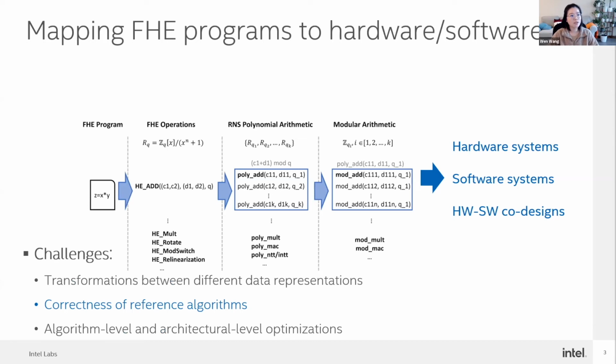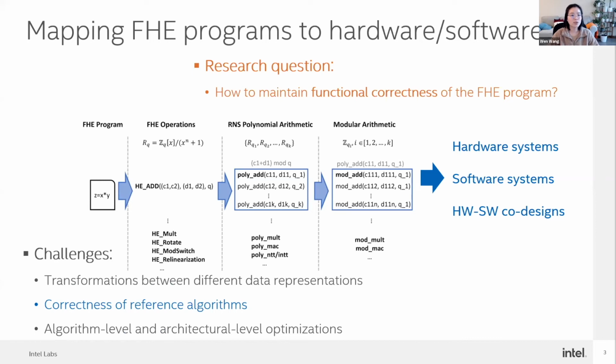Furthermore, especially in the FHE setting, we always want to run the program a little faster. So we want to apply optimizations, either at the algorithm level or more platform-specific ones. This naturally brings the research question we would like to answer through our work: after applying all these transformations, algorithms, and optimizations, how can we make sure that the FHE program is still running functionally correctly? That's the question we would like to answer.